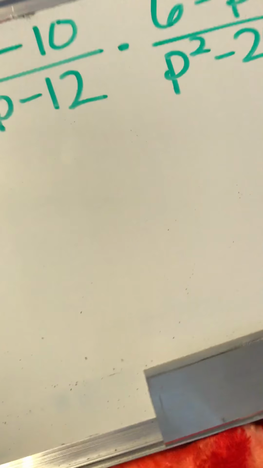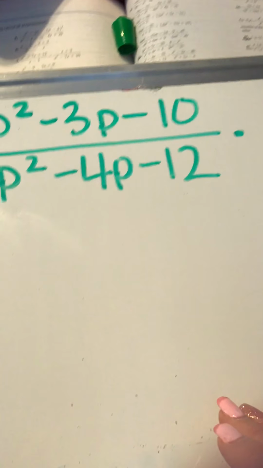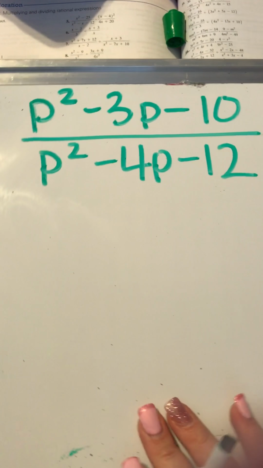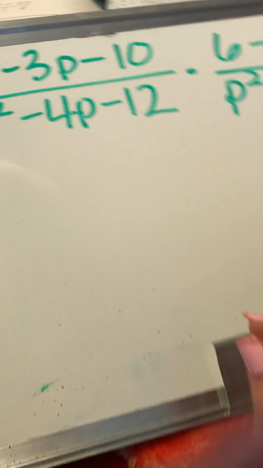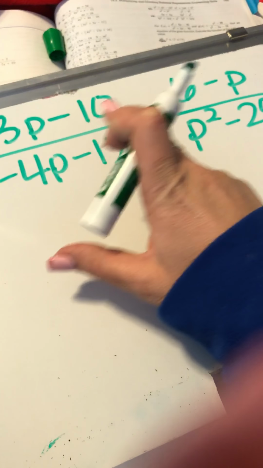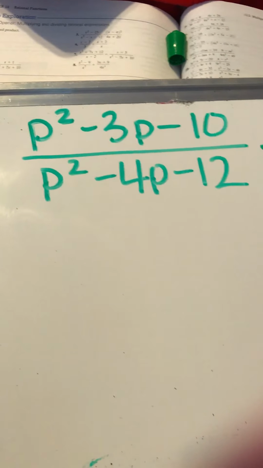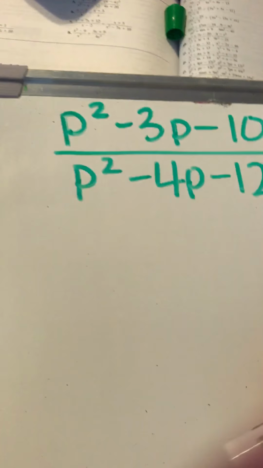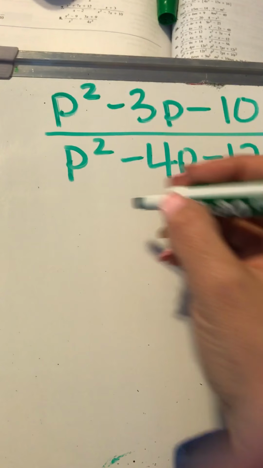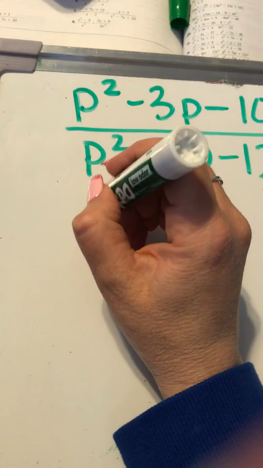Here are the rational expressions that we're multiplying. The first thing we have to do when multiplying rational expressions is factor both numerators and both denominators. So let's dig right in. We have this trinomial here that we're going to factor.